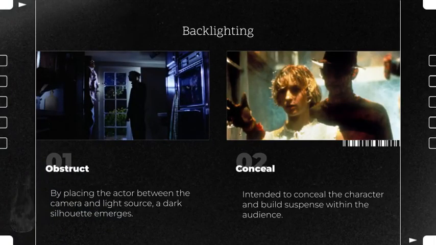Back or silhouette lighting is the method whereby the cinematographer places one or more key lights behind their subject and uses minimal or no fill light on the front. The resulting effect is a darkened outline of the actor and is intended to conceal information from the audience.